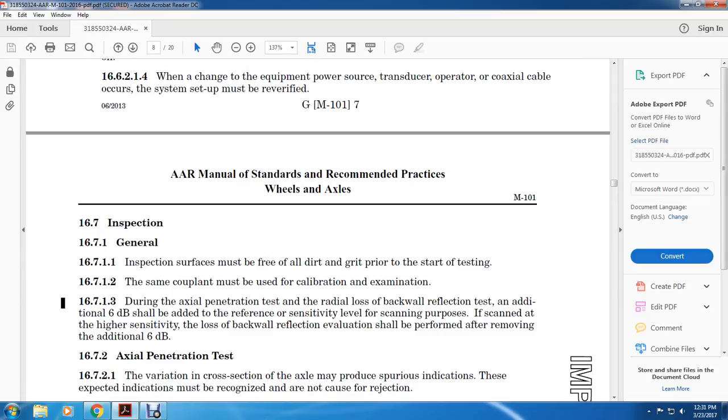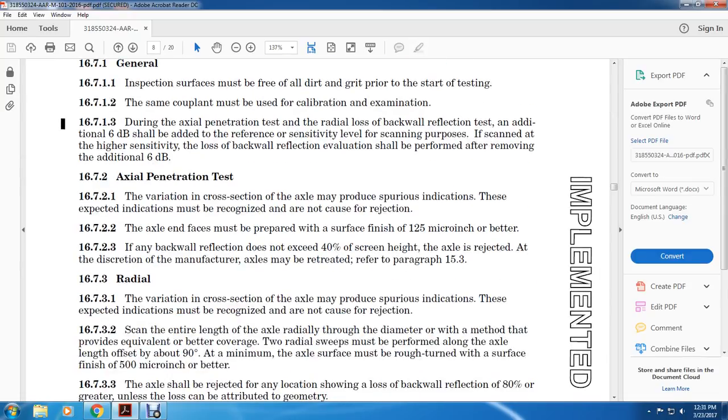16.7 Inspection. 16.7.1 General. The inspection surface must be free of all dirt and grit prior to starting the test, and the same couplant must be used in the calibration and examination. During the axle penetration testing, the radial back wall reflection, in addition with the 60 decibel, should be at a reference sensitivity level for scanning purposes. If the scan is with a higher sensitivity, the loss of back wall reflection evaluation is performed with an additional 6 decibels removed.